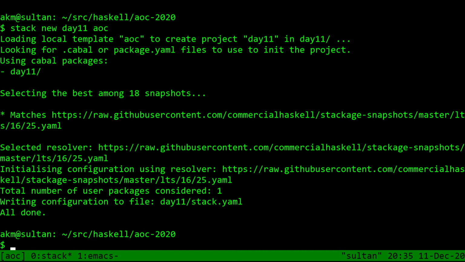By the way, can I just complain about stack new briefly? I think I did this last year, but these arguments are in the wrong order. It is a bad order. It's kind of nice that stack new and then the repository name stays the same whether you're using a fancy template or not.